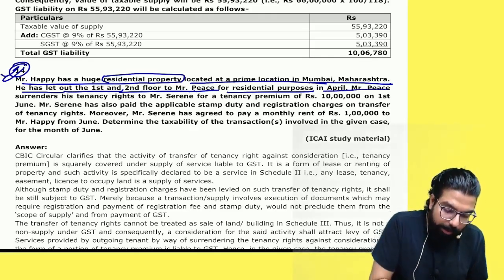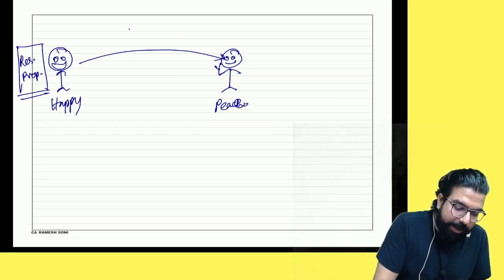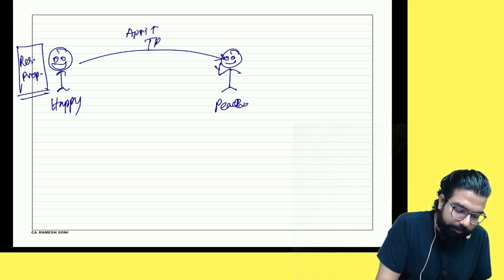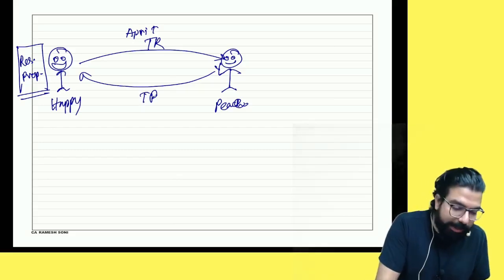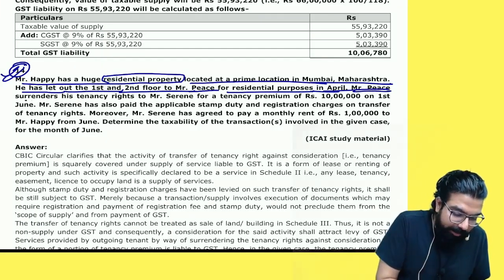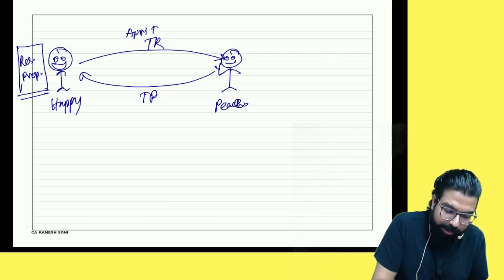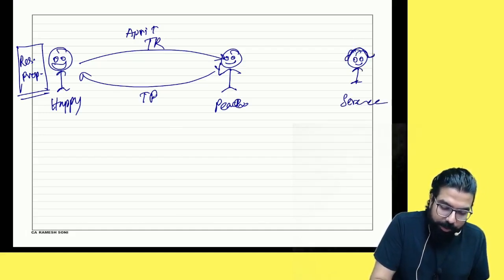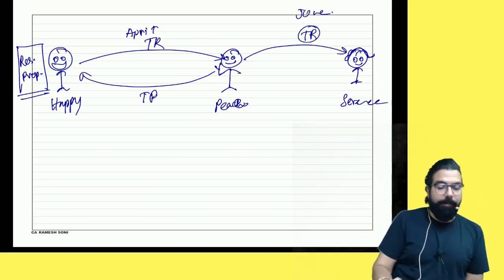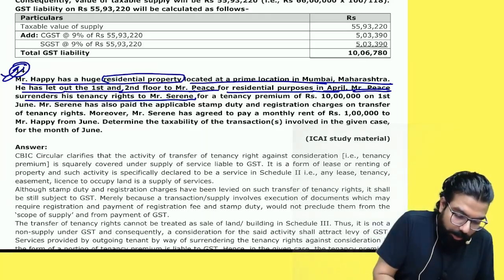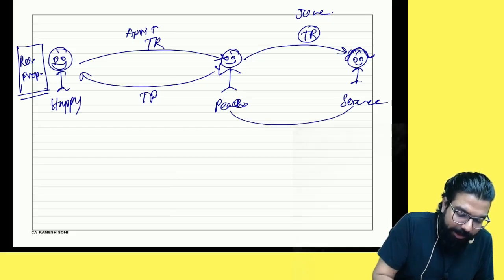Mr. Peace, 1 minute. He gave in the month of April tenancy right, and he would have given the tenancy. That they are not asking in the question. What they are telling? Mr. Peace surrendered his tenancy right to Serene. How to draw Serene now? He's Serene. Okay? He gave the tenancy right to whom? In the month of June. Okay? Then what happened? For premium of 10 lakh. How much is Serene going to pay?